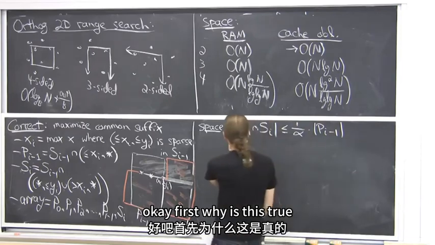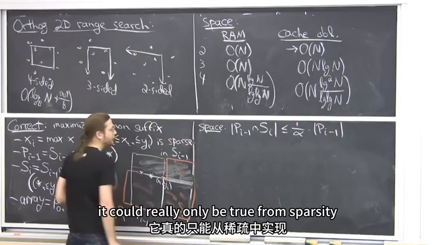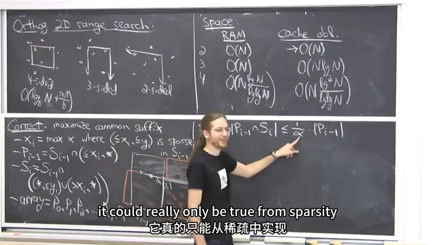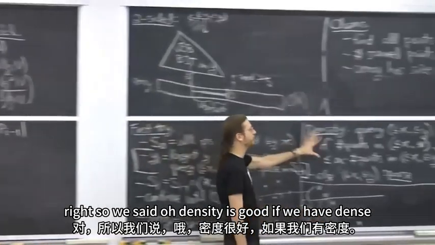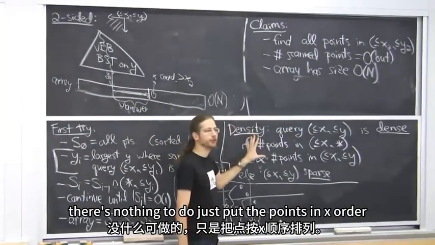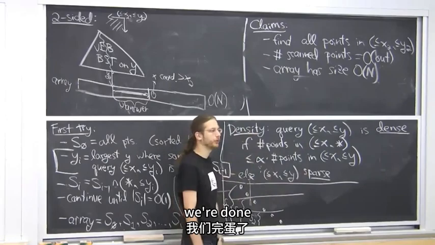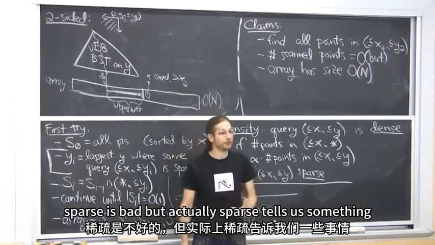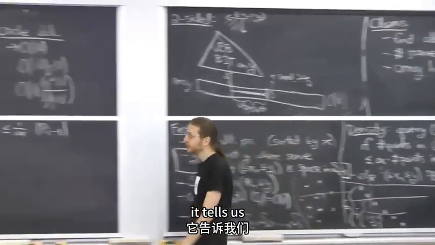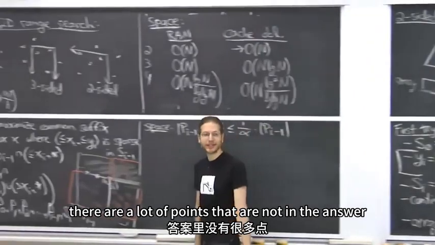Okay, first, why is this true? It could really only be true from sparsity, from the alpha, right? So we said, oh, density is good. If we have dense, there's nothing to do. It's just put the points in X order, we're done. Sparse is bad, but actually sparse tells us something. It tells us there are a lot of points that are not in the answer.